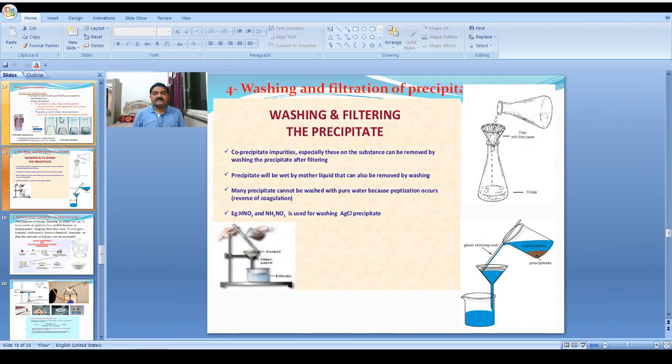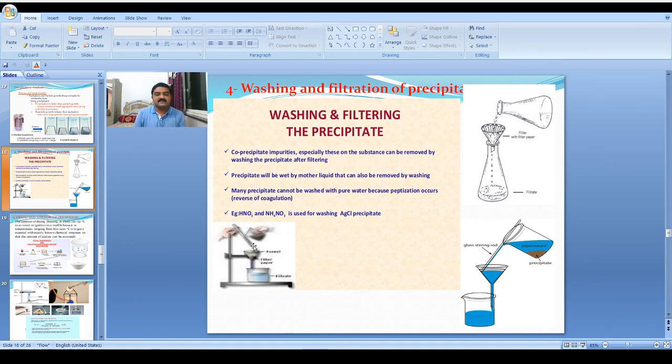Then the fourth step, washing and filtration of the precipitate. How this process takes place: this is a simple technique for washing and filtration of the precipitate. This is the conical flask which has the funnel, and in the funnel there is filter paper, and we are adding the solution from the conical flask to this funnel, and here the filtrate and residue will be deposited on this filter paper. This can be shown by the second figure, how this filtration takes place here.